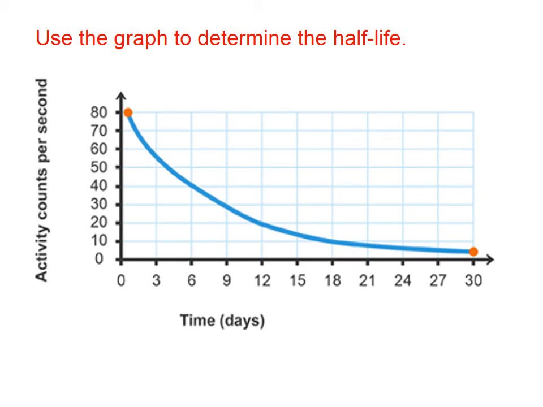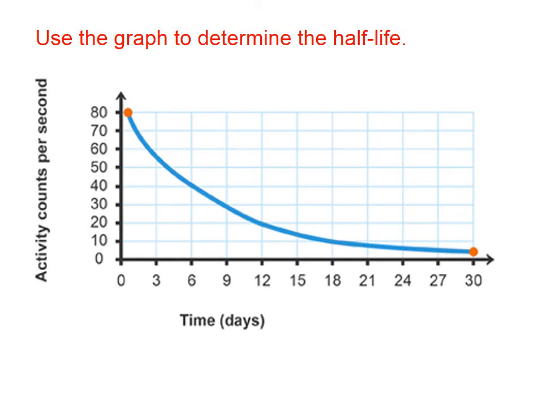So let's go down here and find 40 counts. How many days have passed before we drop from 80 counts per second to 40 counts per second? 40, 40, and that would be day number 6. In 6 days, we've dropped from 80 counts per second to half of that, 40 counts per second. That's the half-life. Let's continue that.